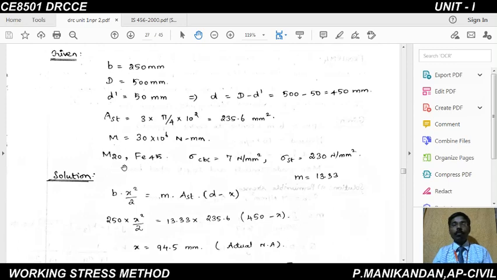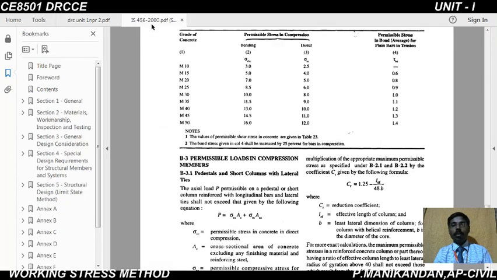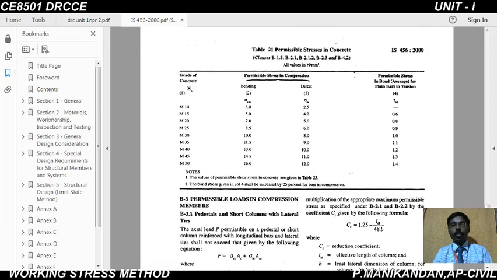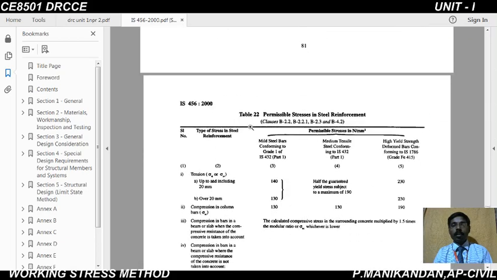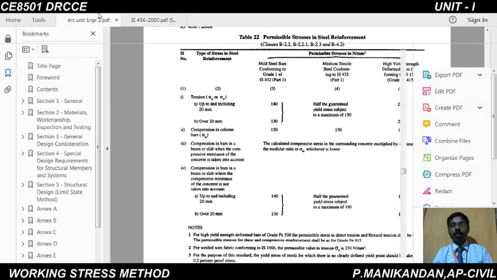For M20 grade of concrete, the sigma CBC value is 7 Newton per mm square, which is arrived from table 21 of IS 456. Here, the corresponding sigma CBC value for M20 grade of concrete is 7 Newton per mm square. Then for Fe415 grade of steel, the sigma ST value is 230 Newton per mm square, which is taken from table 22.